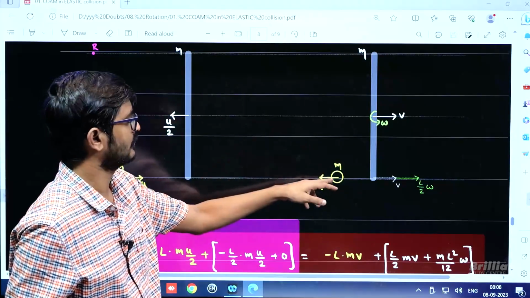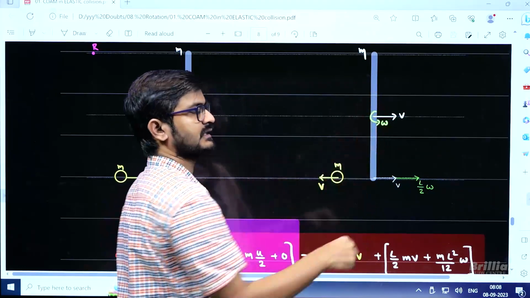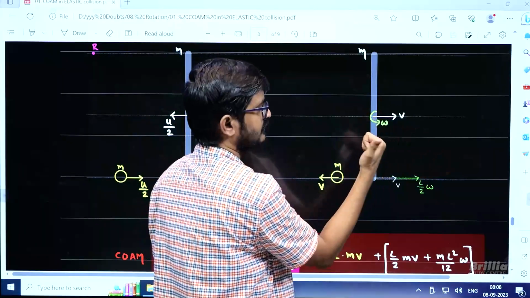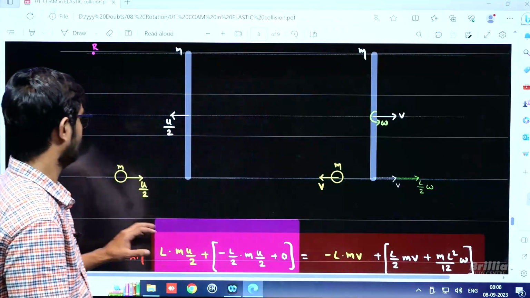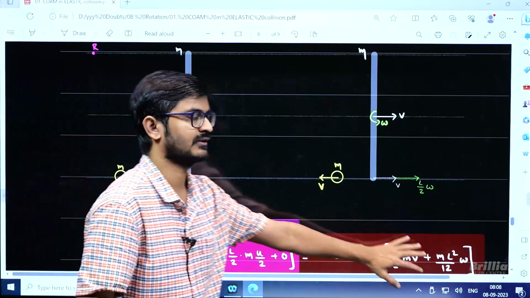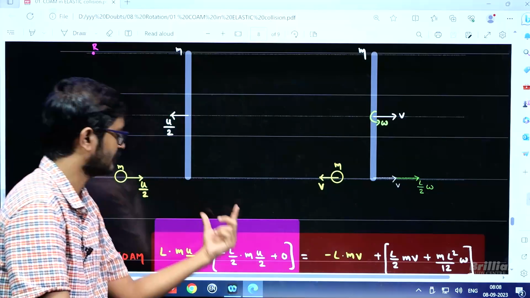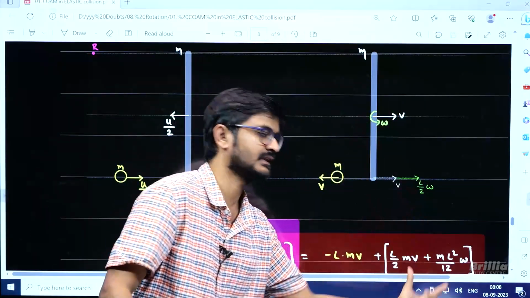Now finally angular momentum of this guy minus, and angular momentum of this guy will have 2 components, angular momentum off center of mass and about center of mass. Angular momentum off center of mass is positive, about center of mass is also positive, right? Initial angular momentum of the system equals final angular momentum of the system. Initial angular momentum of this guy plus initial angular momentum of this guy equals final angular momentum of this guy plus final angular momentum of this guy.